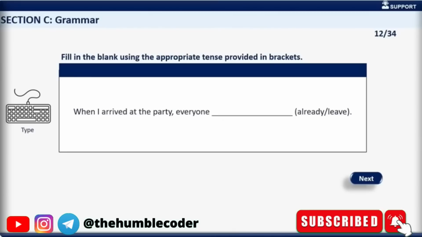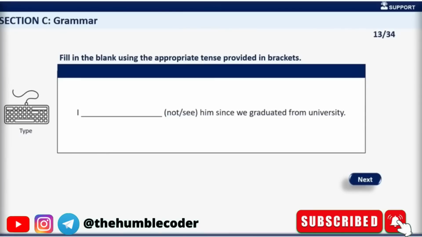Moving on to the next one. When I arrived at the party, everyone dash, already leave. Okay. So the correct answer in this case will be had already left. Okay. So the complete sentence would be something like when I arrived at the party, everyone had already left. Moving on to the next one. I dash him since we graduated from the university.